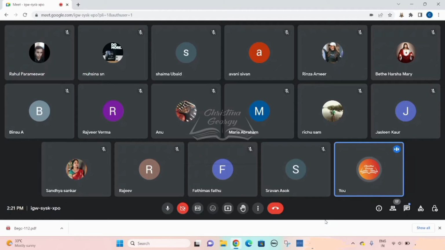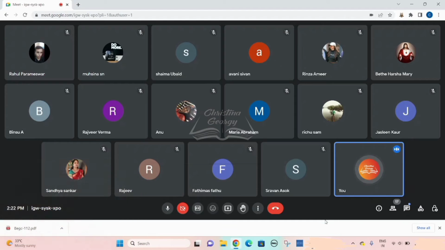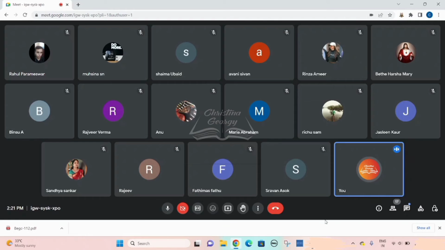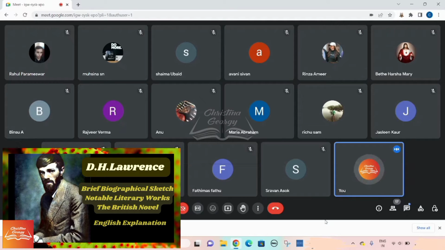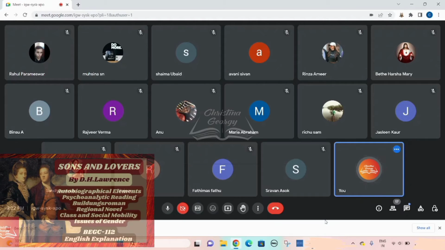In our previous sessions, we have discussed the four major blocks related to this particular course code. The very first block on modernism deals with an introduction to modernism. We also dealt with the aspects of modernism in poetry, novel and drama. Thereafter, we looked at D.H. Lawrence and the British novel as part of block 2. There we focused our attention towards Sons and Lovers, its themes, concerns, analysis and interpretations.